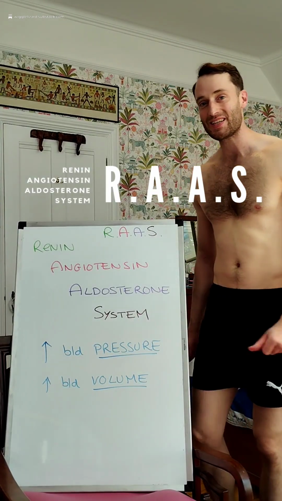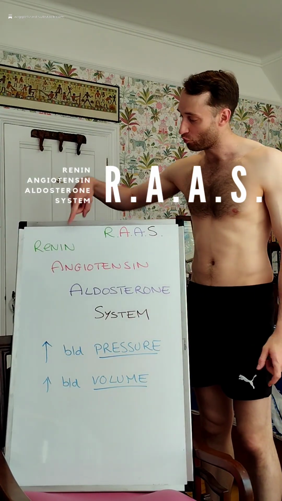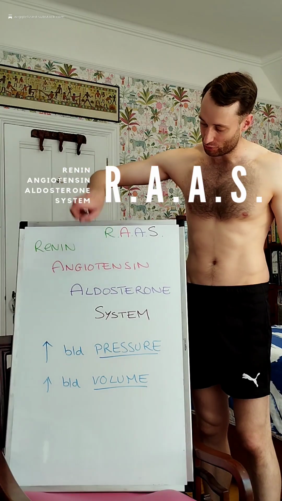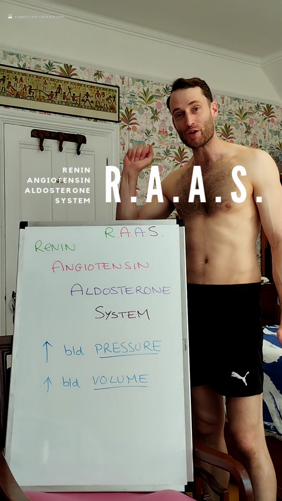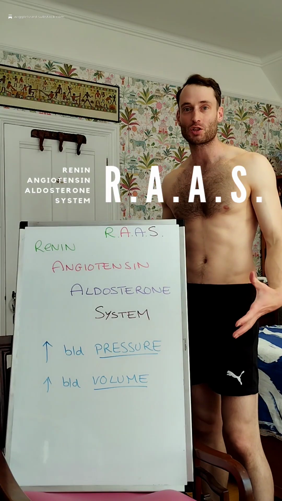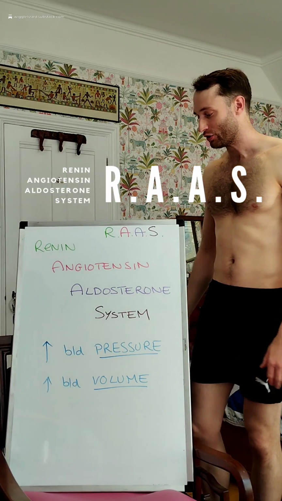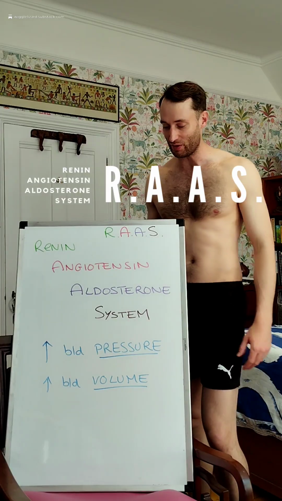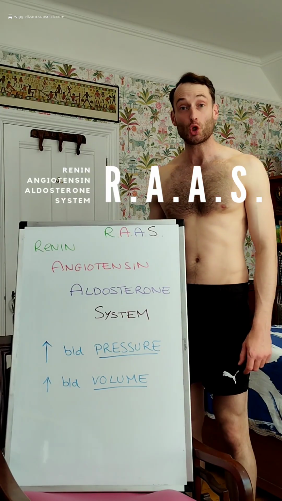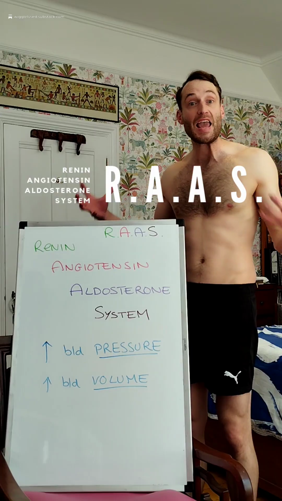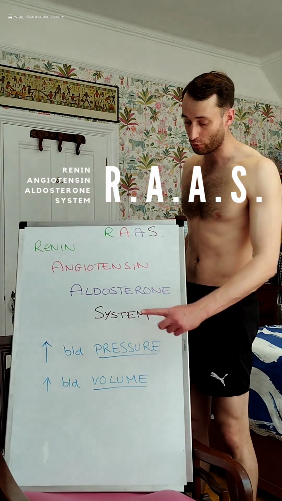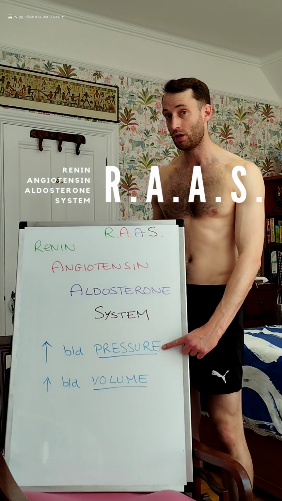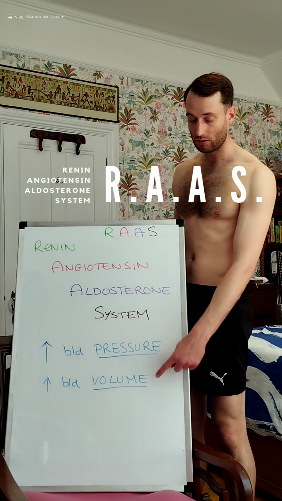Hi, so the aim today is to explain the renin, angiotensin, aldosterone system, the R.A.A.S. I hate this so much and I always have to come back to it, so I think it's a valuable thing to cover for myself and for anyone else struggling with it. The main aim of the renin, angiotensin, aldosterone system is to increase blood pressure and to increase blood volume.